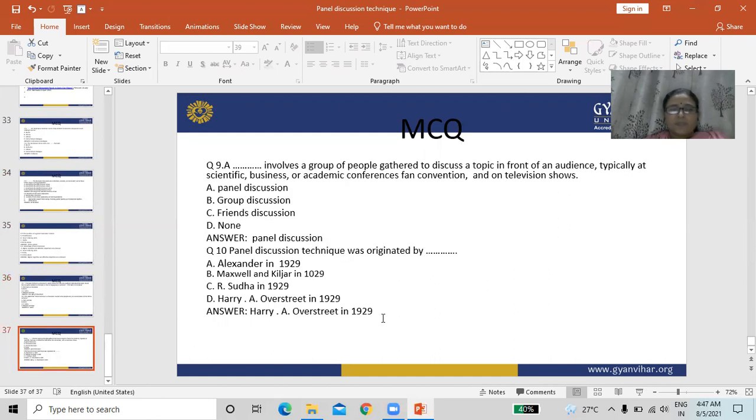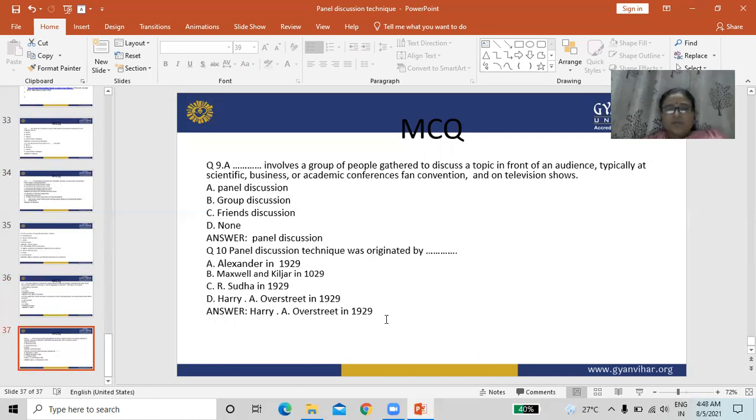Next MCQ, fill in the blanks: involve a group of panel people gathered to discuss a topic in front of an audience, typically at scientific, business, or academic conferences, or a conversation on a television show. Option A, panel discussion; option B, group discussion; option C, friend discussion; option D, none. Correct answer is panel discussion.